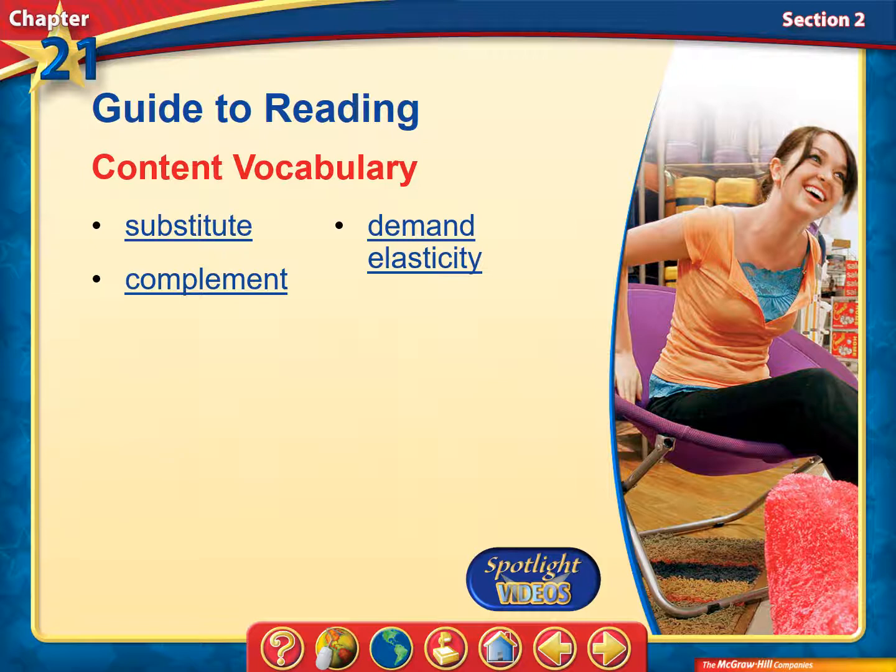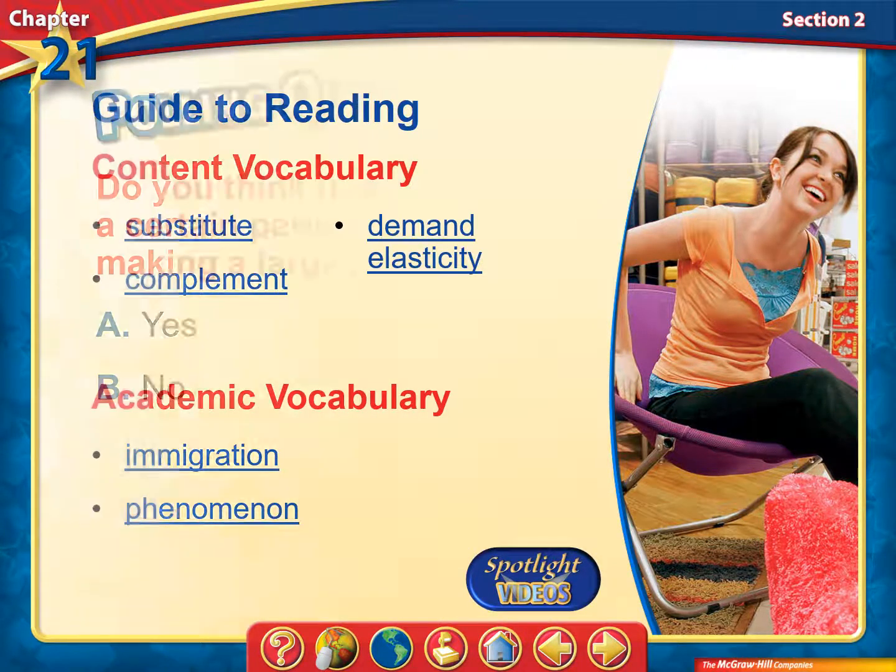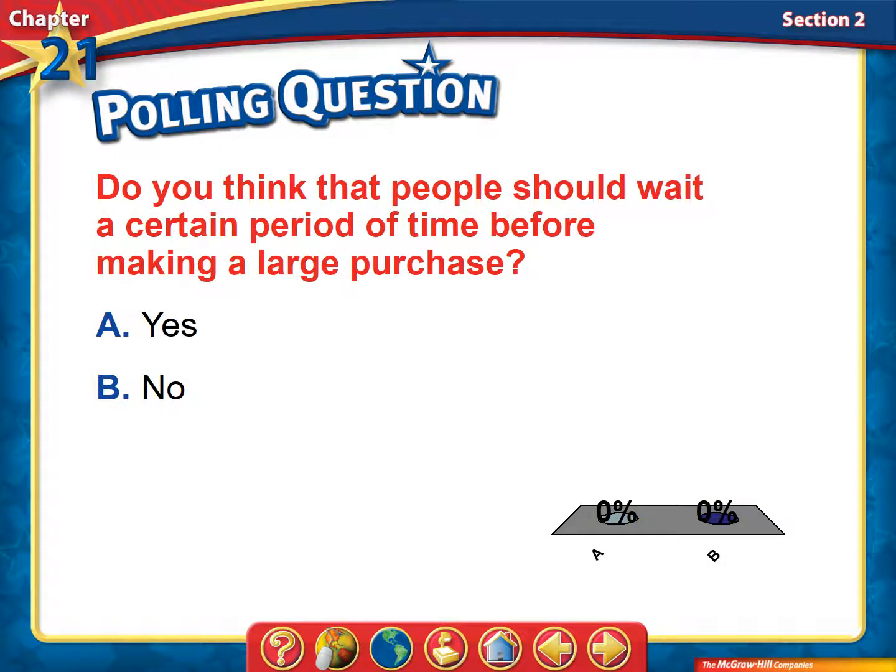And there's a couple terms we need to understand today. Number one, demand elasticity. It's a fancy term that if you go into business you need to know. Again, substitute and then complement. How do these fit into economic decisions? First question is, do you think that people should wait a certain period of time before making a purchase? I don't know about you, but I do this almost instinctively. If it's something big, I'm going to obsess about it.